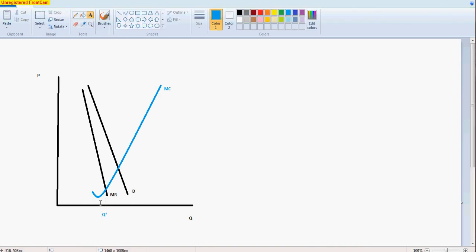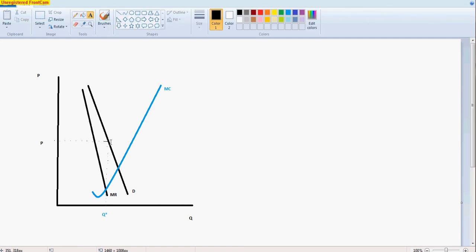So Q star is right there, and then we have to go up to the demand curve to find out what the price is going to be. So we'll go right up here. We'll use black to make it easier to see, then blue. Alright, so price is right about here. We'll drag this over, and that's going to be the price at which we'll sell our product, so we'll label that P.